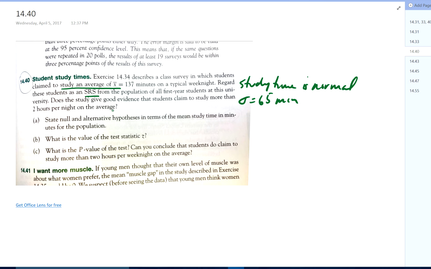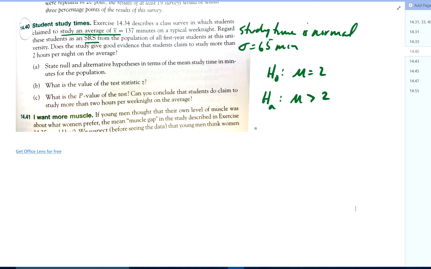Does the study give good evidence that students claim to study more than 2 hours a night on average? So for H0, we're going to assume it's 2, and we want to know, do we have evidence that mu is actually greater than 2? Well, the conditions are met. Sigma is known, study time is normal, and it's a simple random sample. And then the test statistic z.